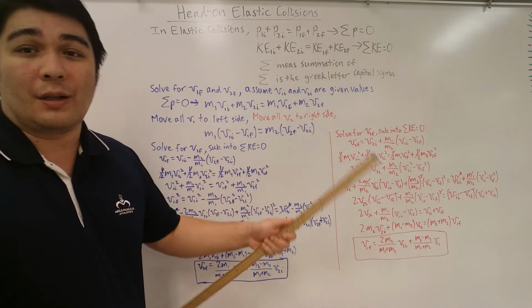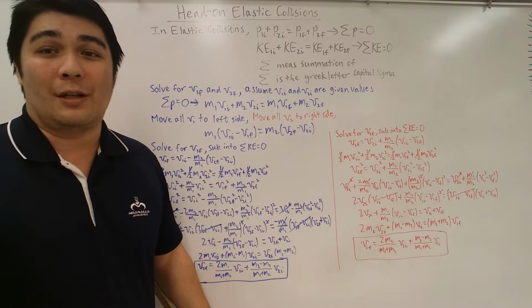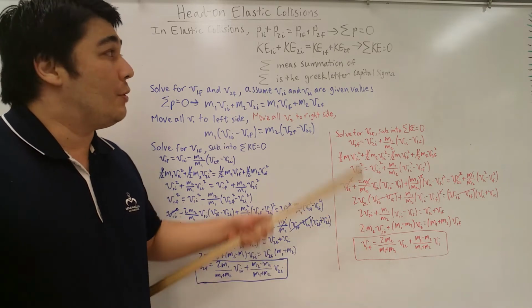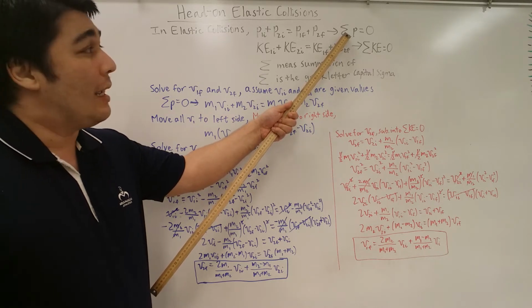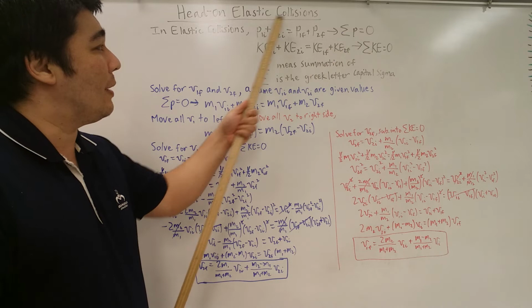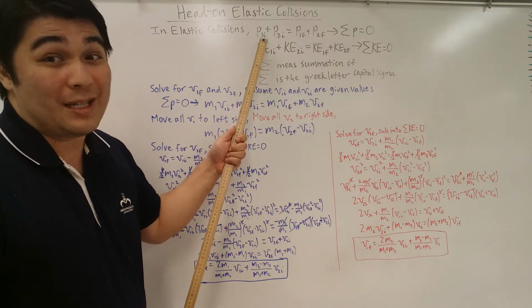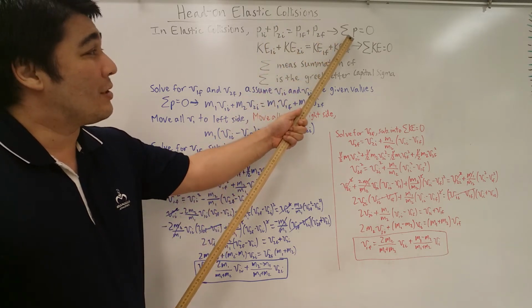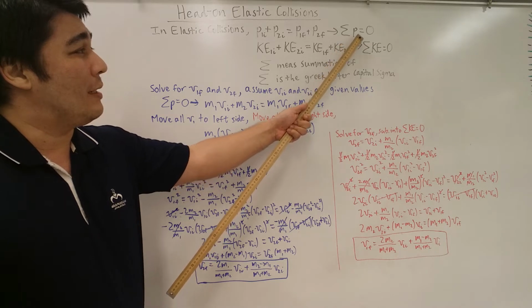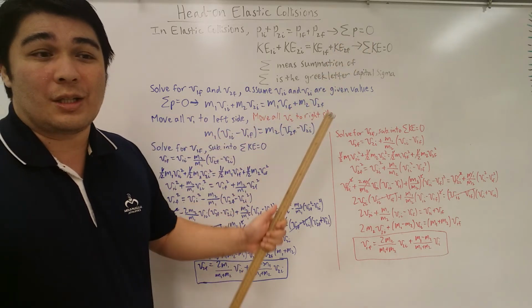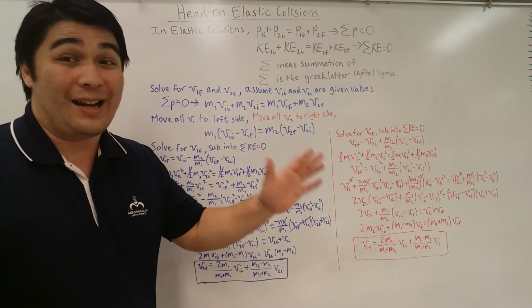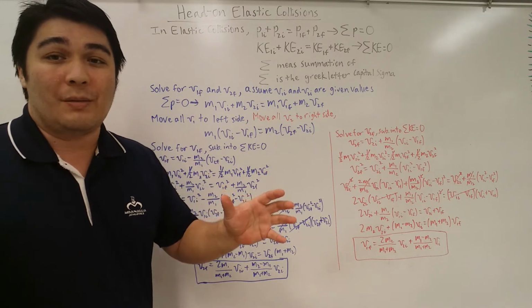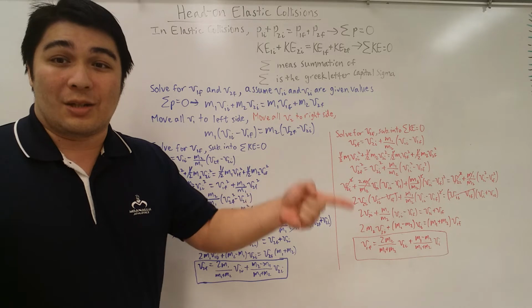For those of you who are a little bit further along in your mathematical journey, you might recognize this symbol over here. This is the Greek letter sigma, and you could rewrite this entire thing, because this may seem like a lot to you, as sigma p equals 0, or the sum total of all the momenta in the entire system will come out to 0, which is to say momentum is conserved.